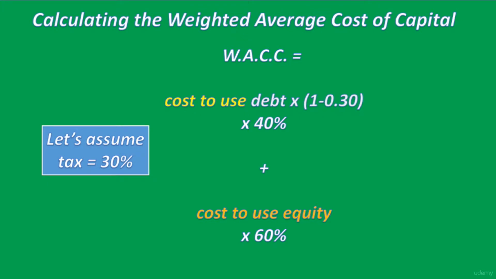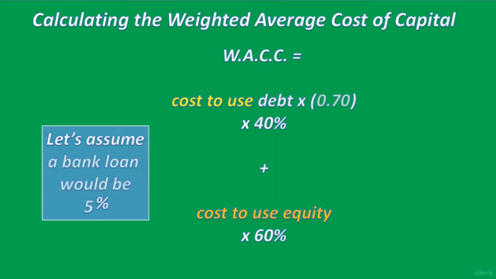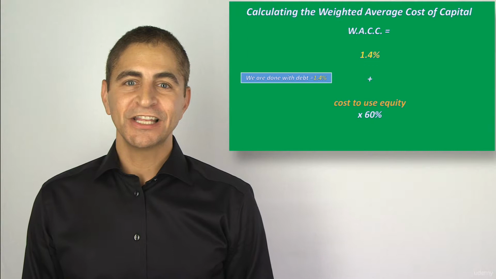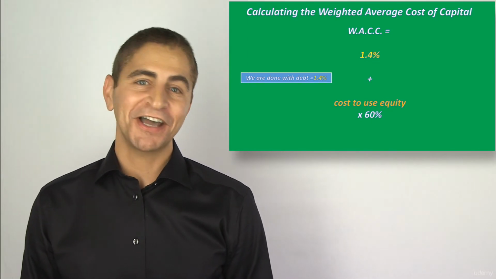Now, let's assume a bank loan would be 5%. Okay, someone's going to give you access to debt, right? They set the terms because you're getting a loan from them. So 5% times 0.7 times 40%, okay? Okay, we're getting there. All right, so we're done with debt. Our debt is 1.4%. Let's focus on the cost to use equity now, okay?